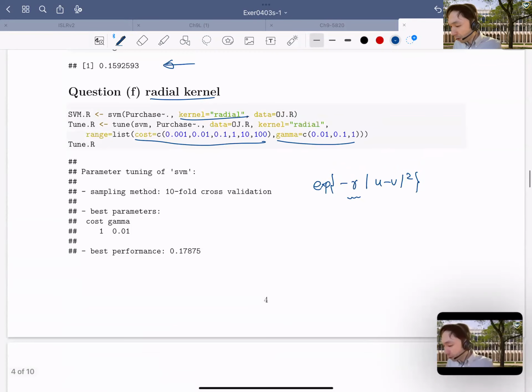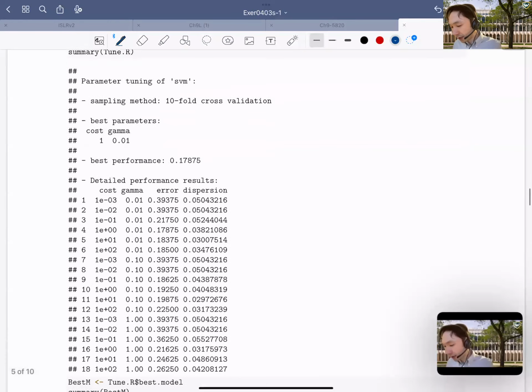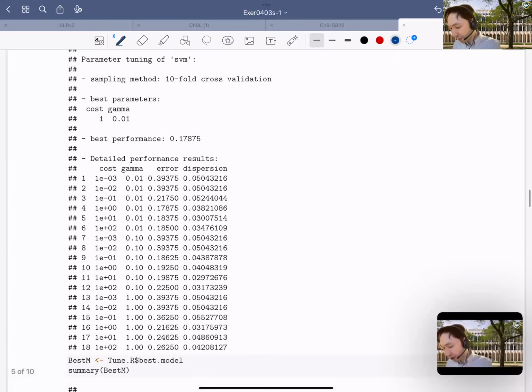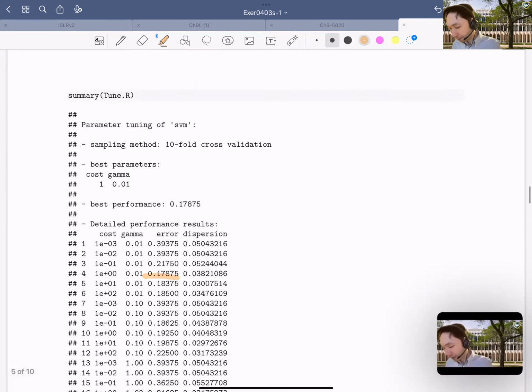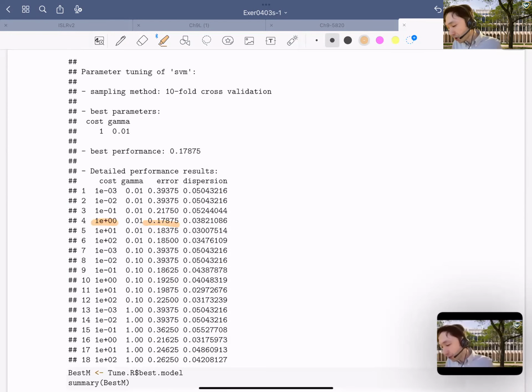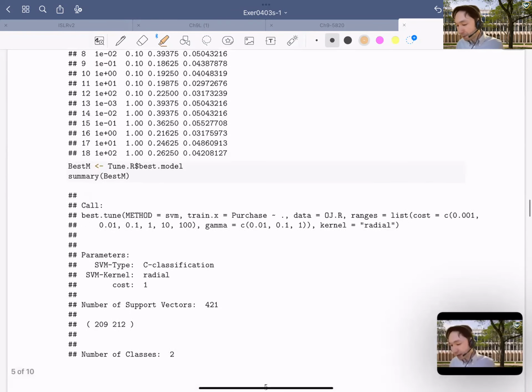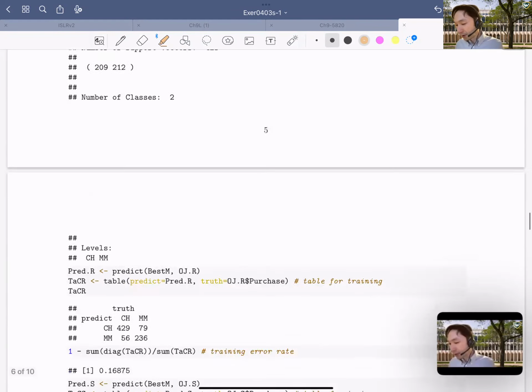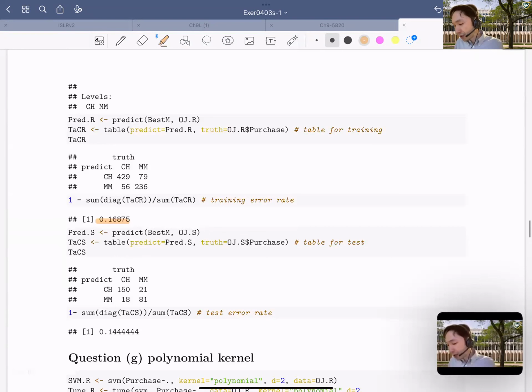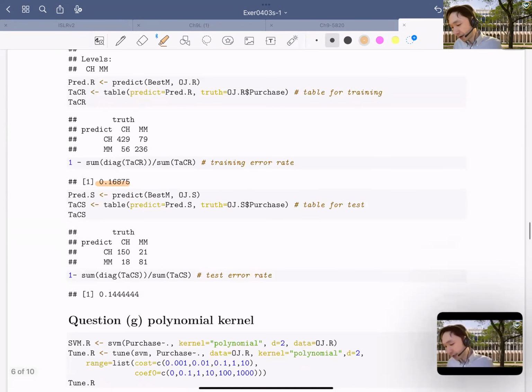If we optimize two parameters, basically they do a grid search. So they look for the smallest error, that is probably here. So a cost value of 1 and a gamma value of 0.01 is the best one. Based on this, the training error is 0.168 and the test error is 0.1444. So this is actually the best so far.